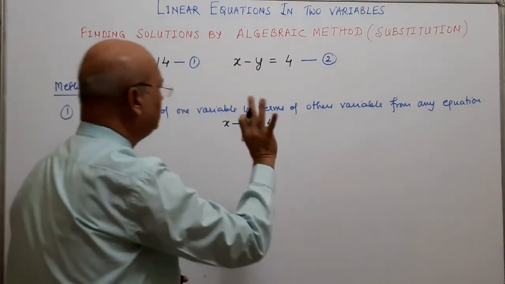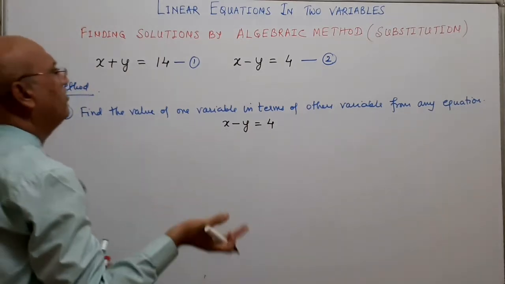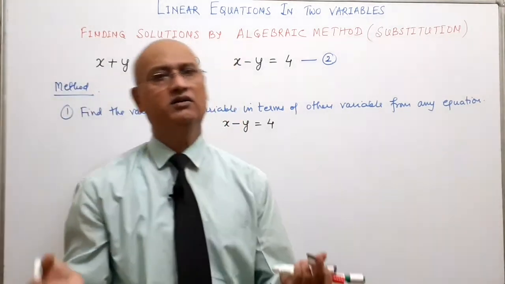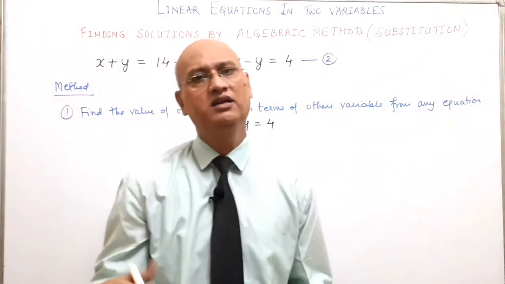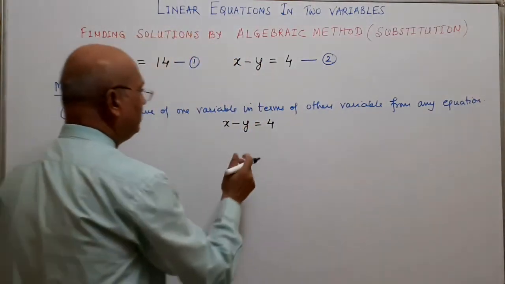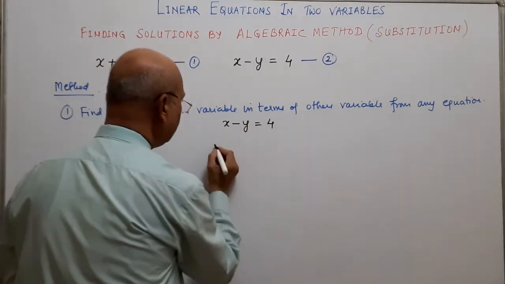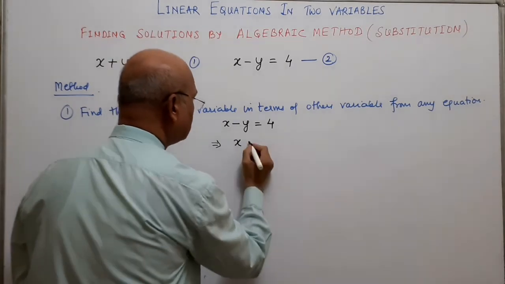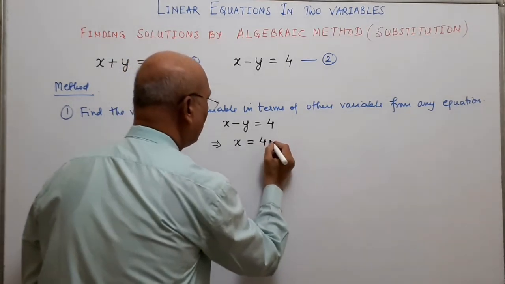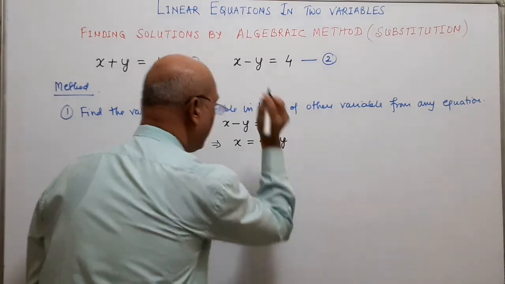Select any one equation, and find the value of one variable. Either I can find the value of x in terms of y, or the value of y in terms of x. What I am doing here: this minus y I am transferring to this side, so x becomes 4 plus y.